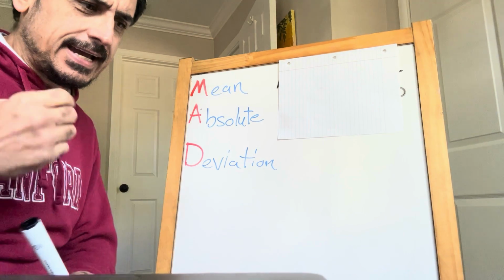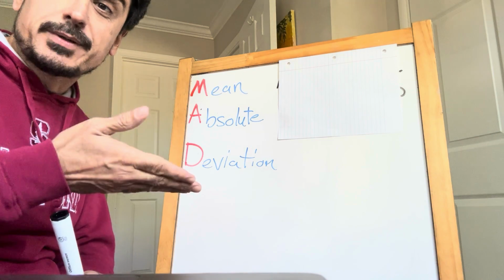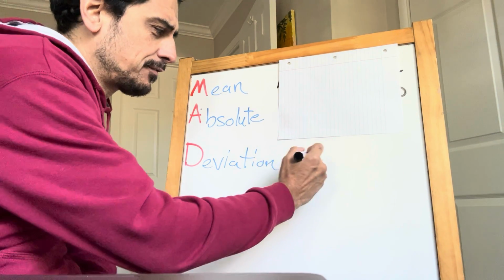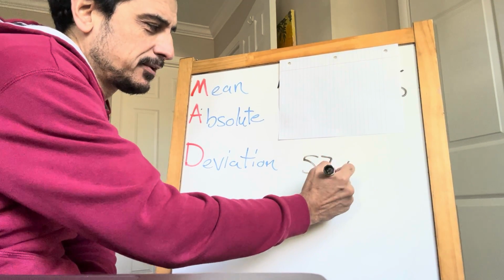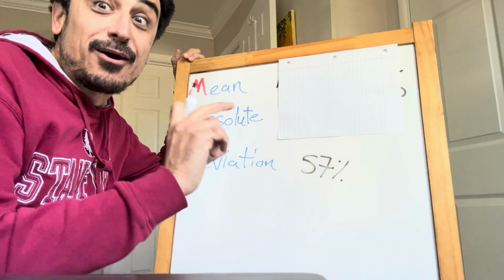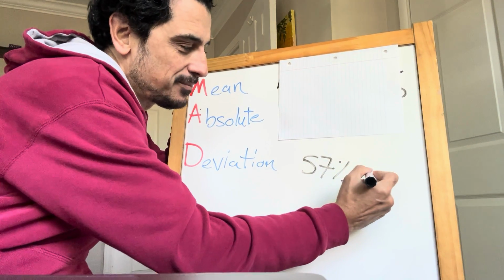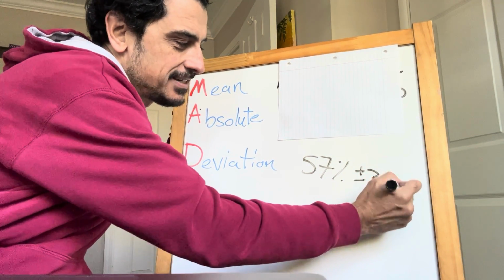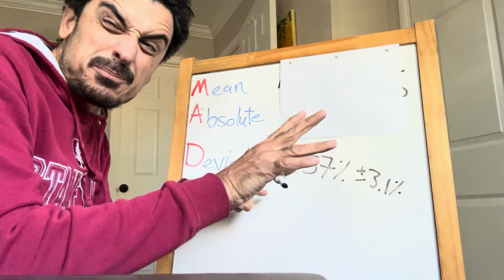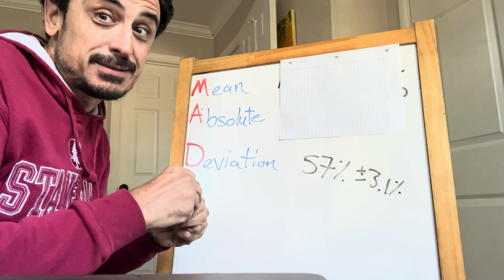If you've ever looked at the news and they're doing polling, and they say something like 57% of people agree with this, with a margin of error of plus or minus, let's say, 3.1%, this is kind of like our absolute deviation. It's something similar to that. That's the overly simplified version of it.